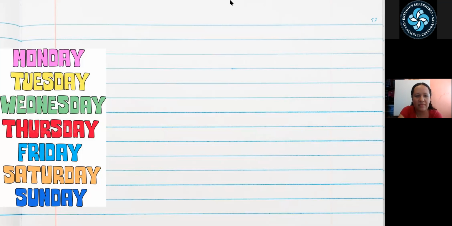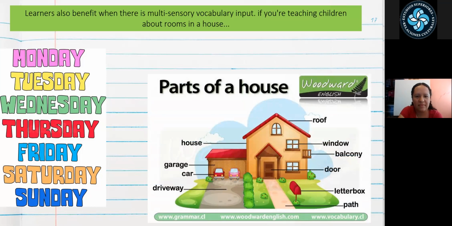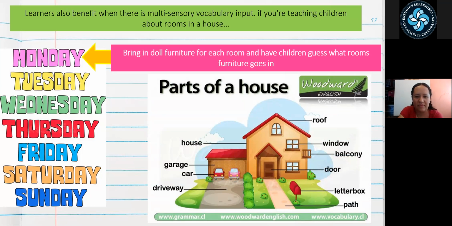So here I have an example for you. For example, you are going to teach the parts of a house or the rooms of a house, right? On Monday, you can bring into the classroom doll furniture or pictures for each room. And you can have your children guess what rooms the furniture goes in. So for example, the table belongs to the living room, or the bed belongs to the bedroom. So you can make your children think about what furniture belongs to each room, right? So that is on Monday.